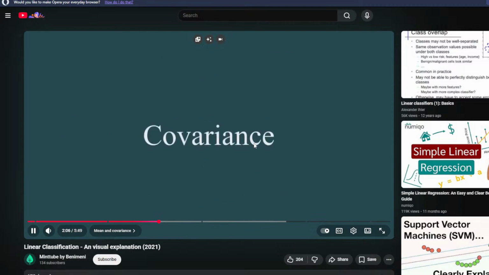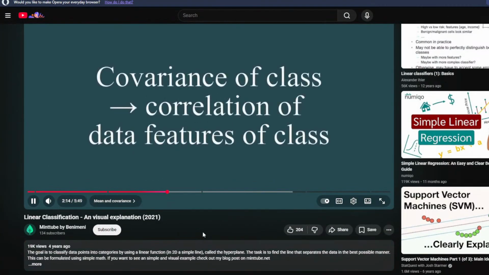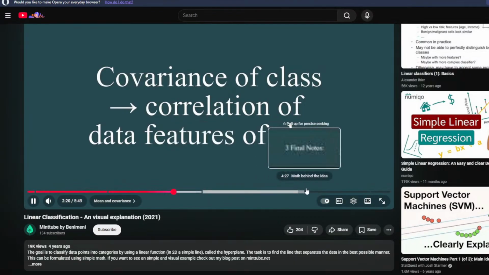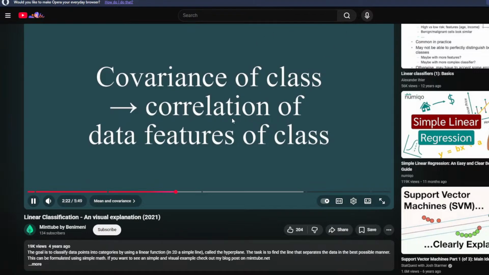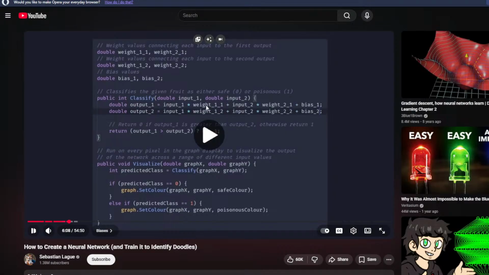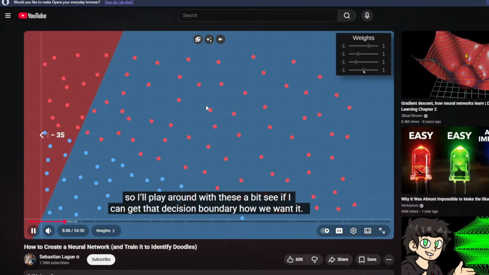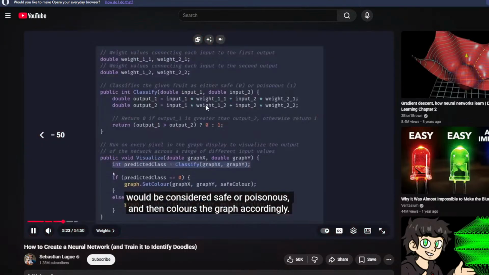Since covariance is a little bit tricky to explain, I'm just going to link the video about covariance in the description. On a short note, the covariance matrix of a class tells us how correlated, on average, the features of an individual data point from that class are. I don't think this is necessarily relevant. So let's come back here now. What we need now is the decision boundary.